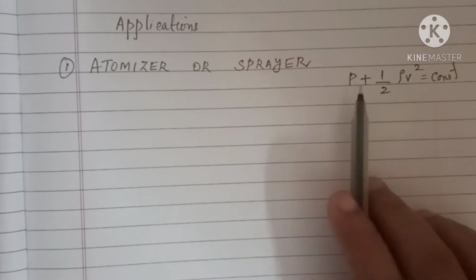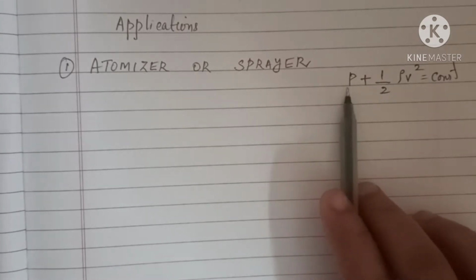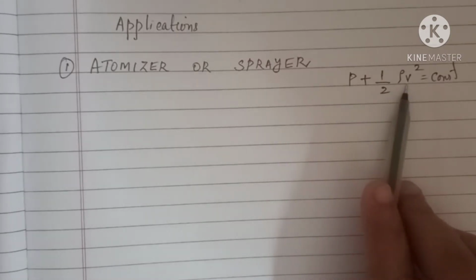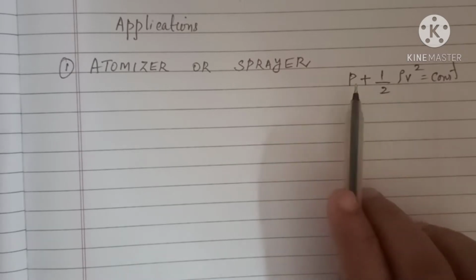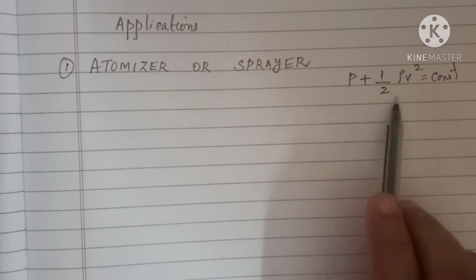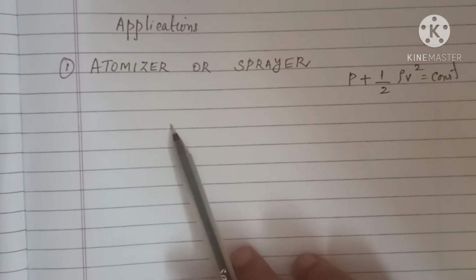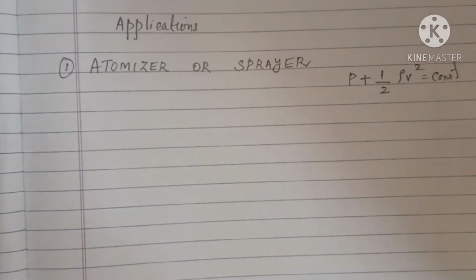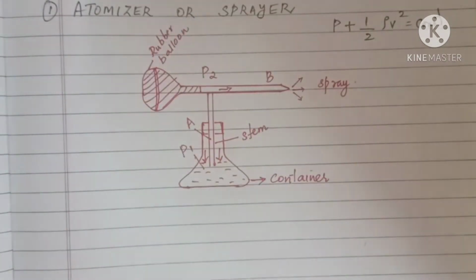I told you that when pressure increases, velocity decreases, or when velocity increases, pressure decreases. This aspect is explained in the atomizer also. So first we will move to the diagram. The working of an atomizer, which is used to spray liquids, is based on Bernoulli's principle. So this is the diagram.